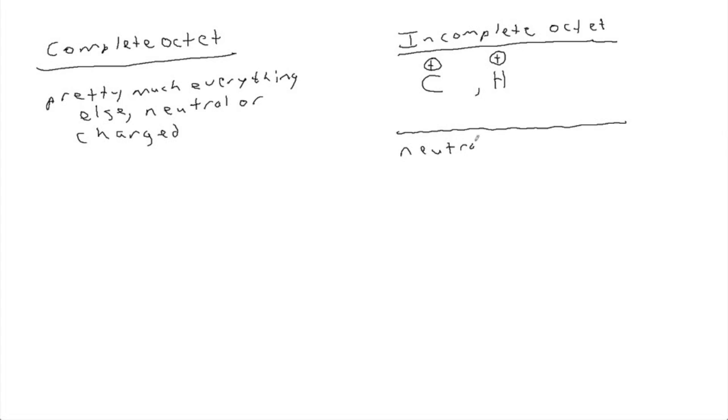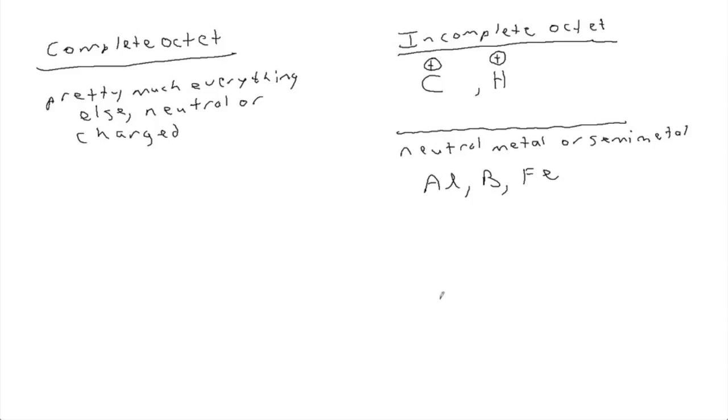A neutral metal or semi-metal also has an incomplete octet. And the examples that come up in OChem are aluminum, boron, which is a semi-metal, and iron. Okay. And again, those have incomplete octets.